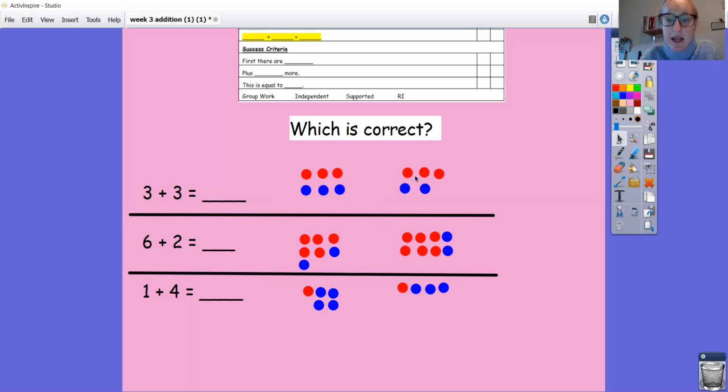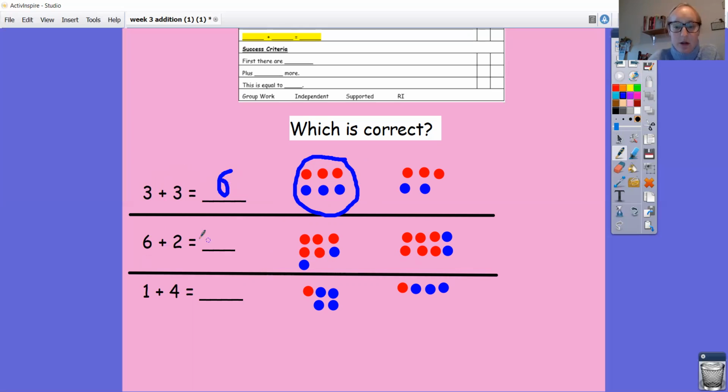First there are 3 plus 2 more. So that one isn't correct. So here, this number sentence matches this representation because first there are 3 plus 3 more, and my whole here is how many? What's this equal to? Let's count them. 1, 2, 3, 4, 5, 6. Fabulous. So I can now say that first there are 3 plus 3 equals 6.